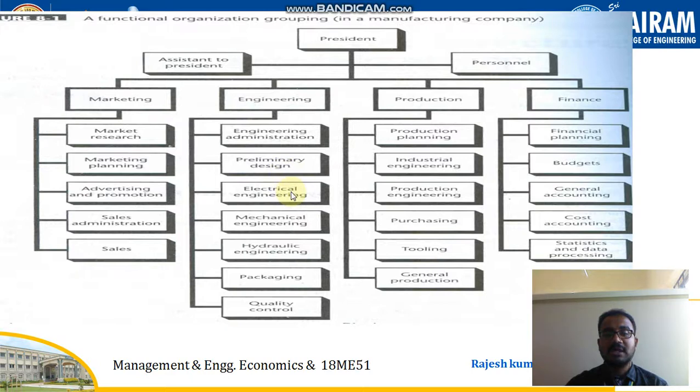preliminary design, electrical engineering, mechanical engineering, hydraulic engineering, packaging and quality control. And under production, we have production planning, industrial engineering, production engineering, purchasing, tooling and general production. And coming under finance, we have financial planning, budget, general accounting, cost accounting and statistic data processing.